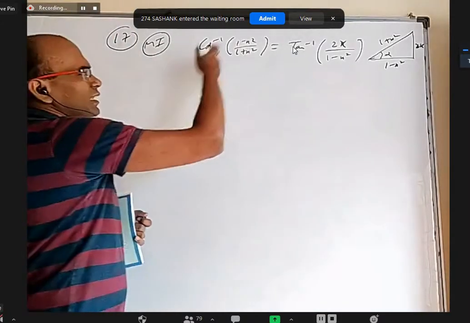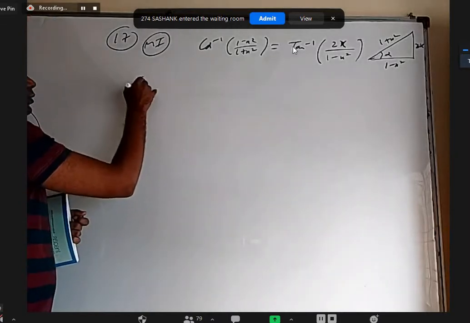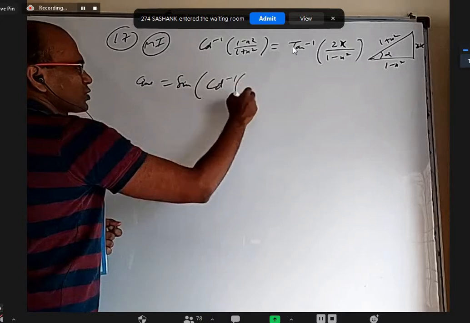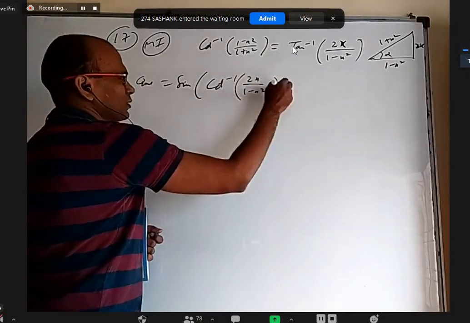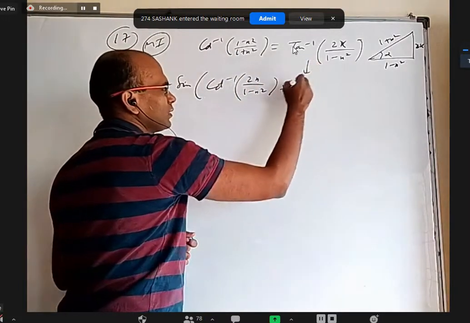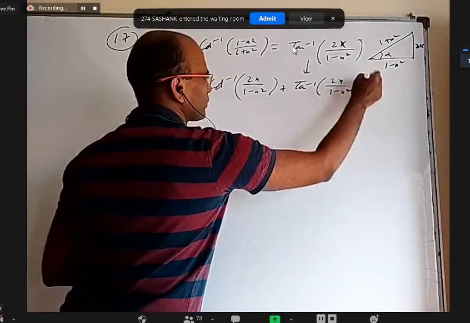So cos inverse I can convert into tan inverse. Now coming to the present question, sine of the initial cot inverse I am not changing it. Cot inverse is 2x by 1 minus x square as it is. But what is here, cos inverse? I am replacing it with tan inverse 2x by 1 minus x square.